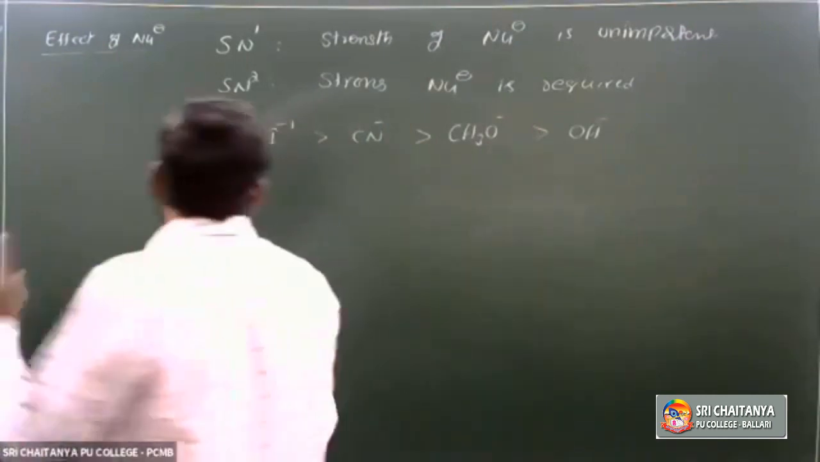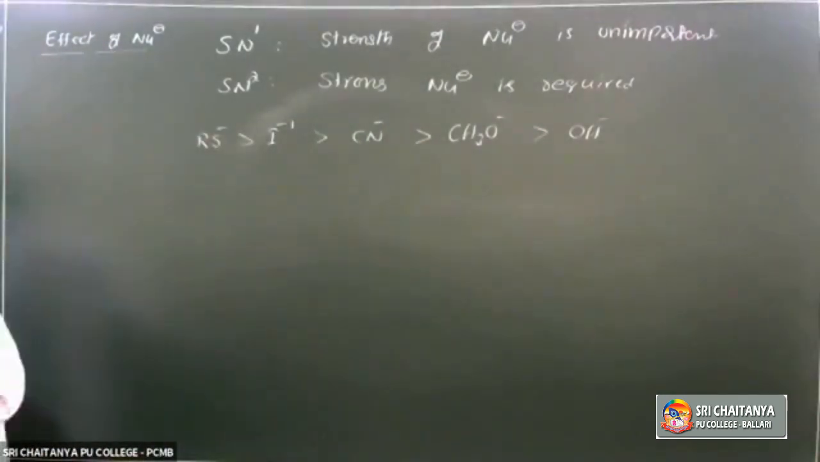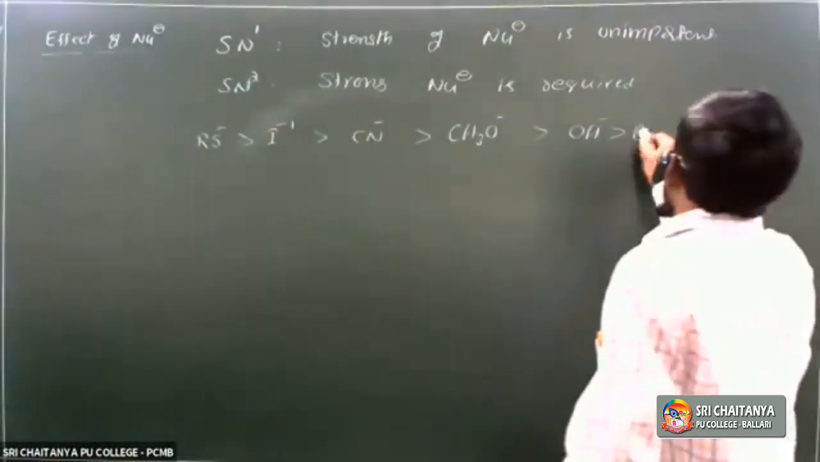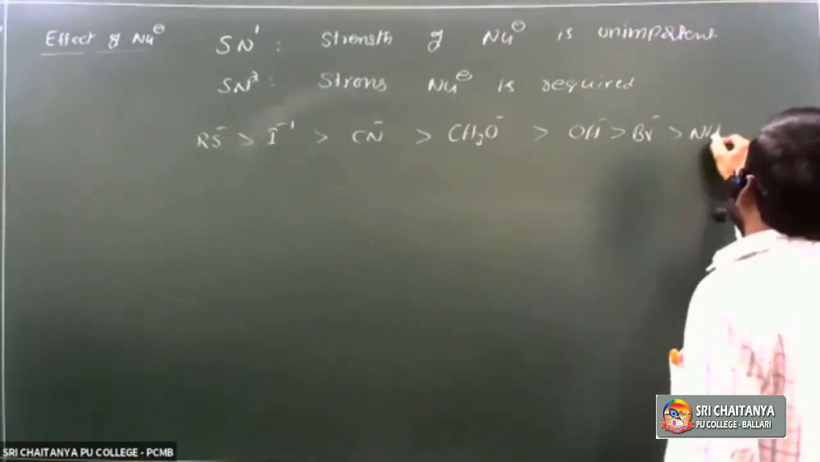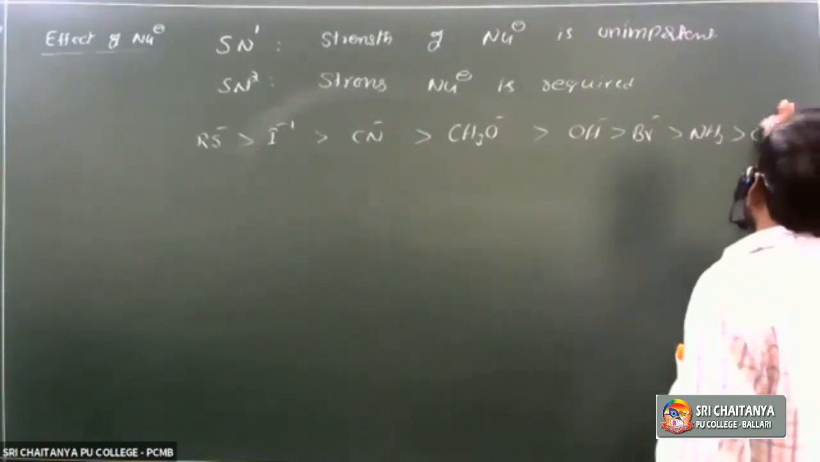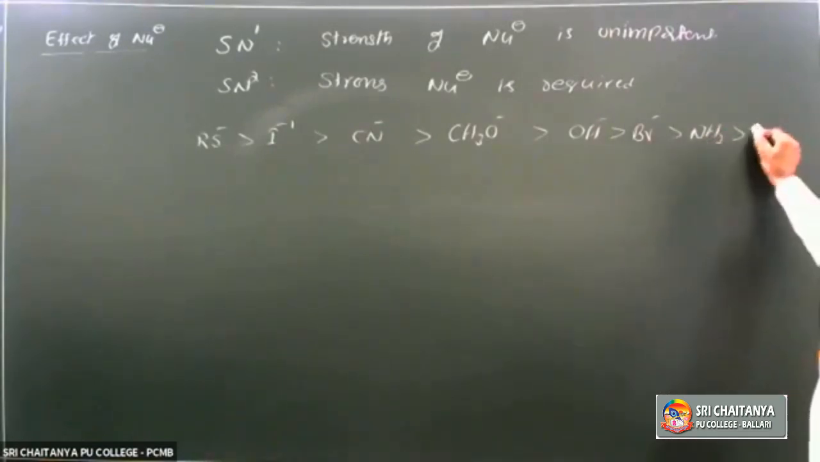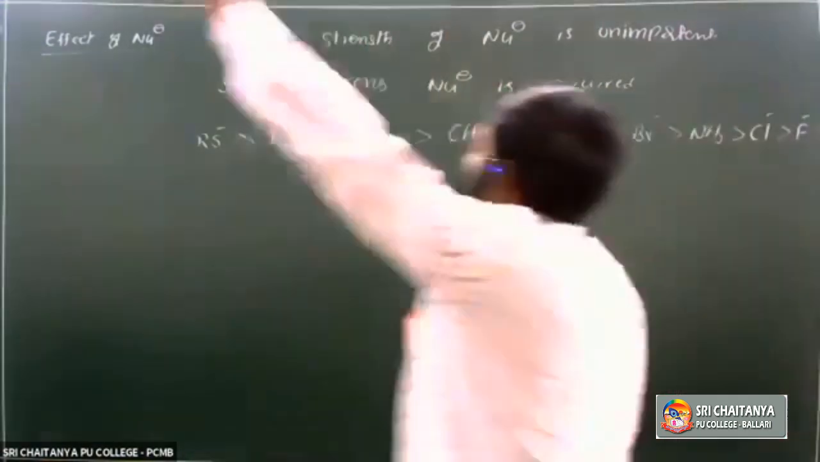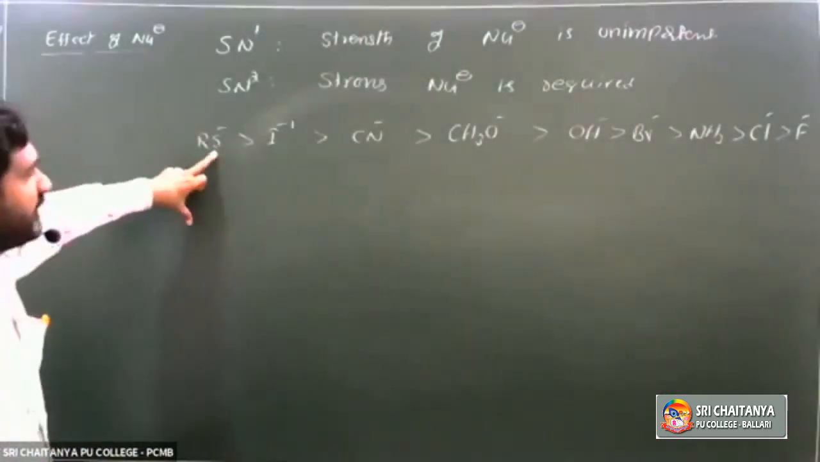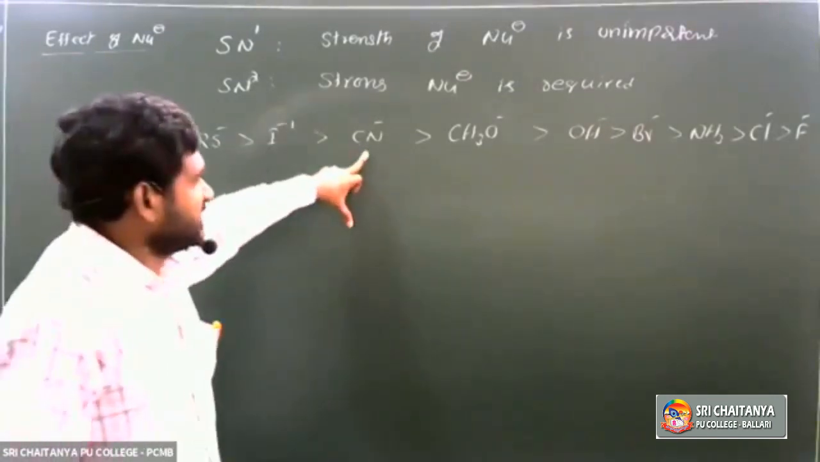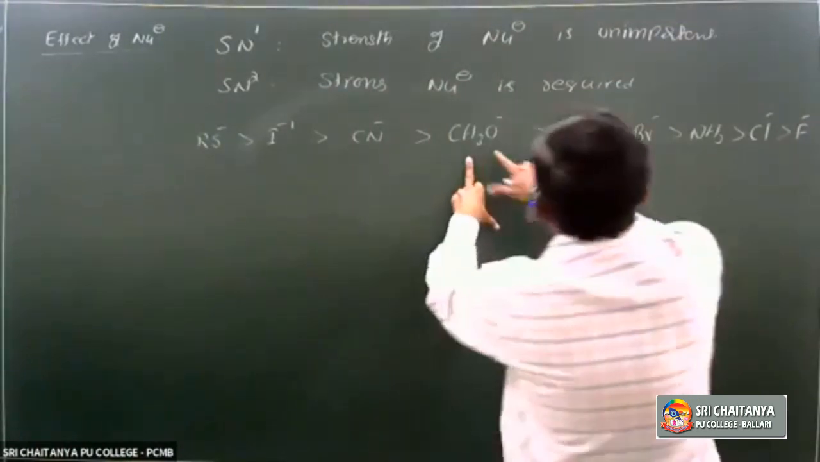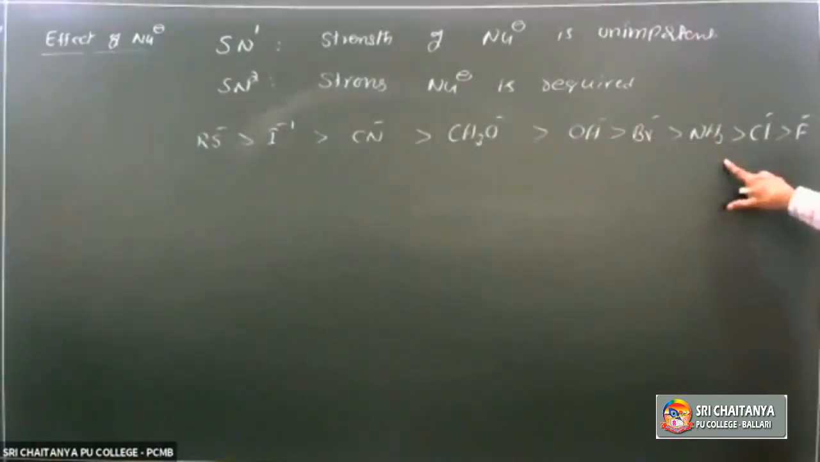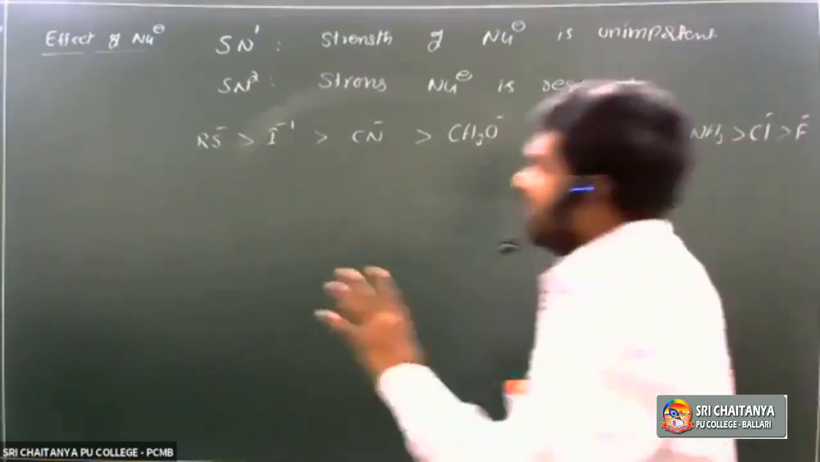So the nucleophilicity order is RS minus, I minus, CN minus, CH3O minus, OH minus, Br minus, then ammonia, then Cl minus and F minus. RS minus acts as a stronger nucleophile than I minus, and so on down the order. So this order is very important.